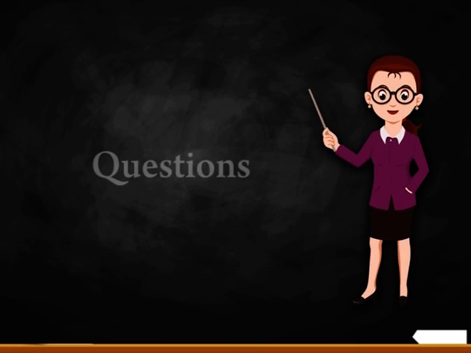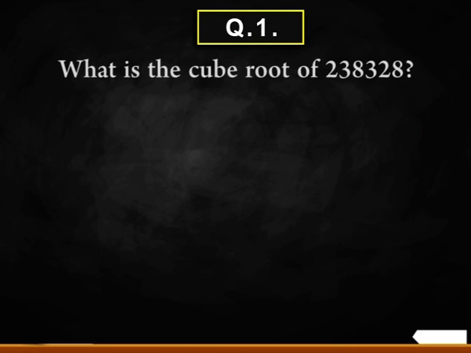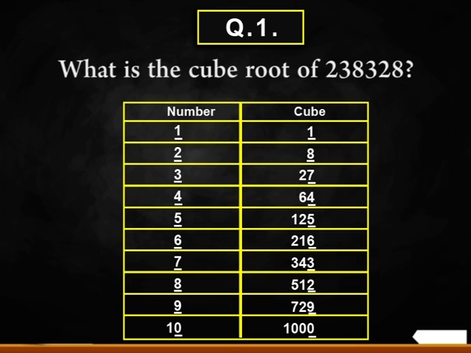I'm going to give you a few more questions to solve cube roots of perfect cubes for practice. Your first question is, what is the cube root of 238,328? Remember, this number ends in 8. Therefore, its cube root ends in 2. You can refer from the table also.